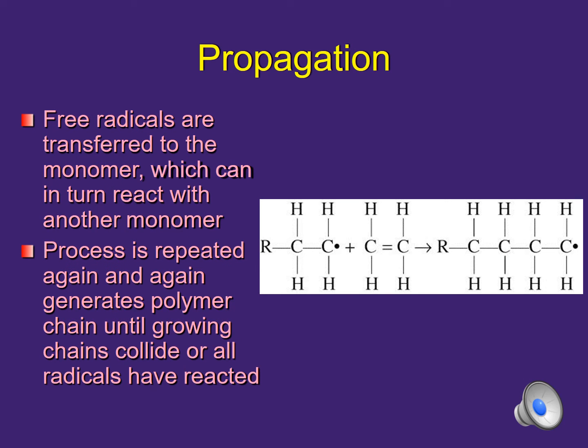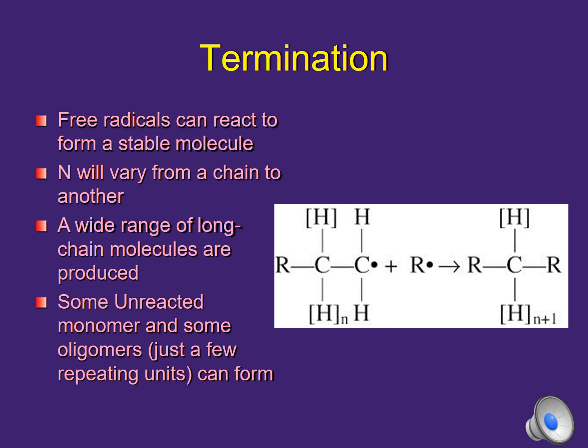Propagation. Free radicals are transferred to the monomer, which can in turn react with another monomer. The process is repeated again and again, generating a polymer chain until growing chains collide or all radicals have reacted. Termination. Free radicals can react to form a stable molecule. N will vary from one chain to another. A wide range of long-chain molecules are produced. Some unreacted monomer and some oligomers can form.